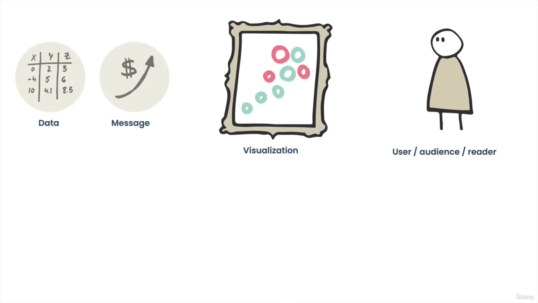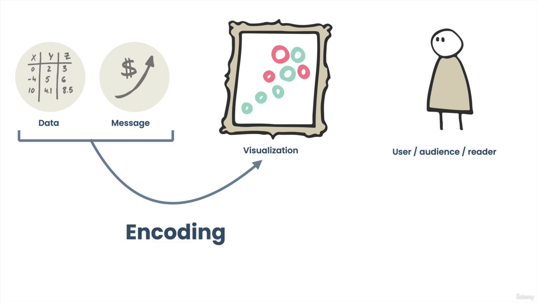That's because we need to take into account that the communication process is divided in two stages. The first one is the one where you take your data and the message you want to transmit and you turn it into a visualization. And this part is called the encoding part. The second part, the decoding, which is equally as important, takes place when your audience looks at your graph and tries to extract information from it. So we, as data visualization designers, need to put a lot of effort into making sure that the decoding part of the communication process works.